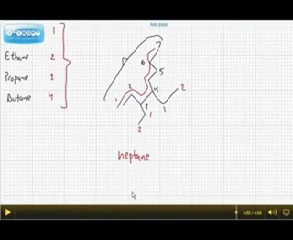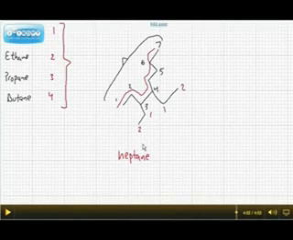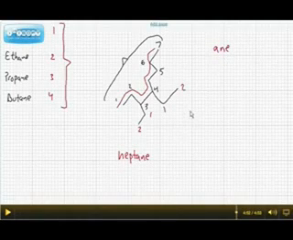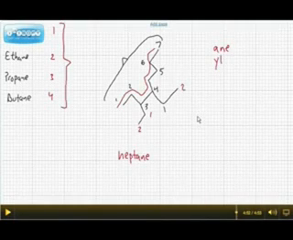But how do we name the branches? Well, the branches have the suffix of YL, or "il", instead of ane. That's how we differentiate between the parent chain and the branches of carbons coming off of the parent chain. The parent chain is going to have the suffix ane because it's an alkane, and the branches are going to have the suffix "il" because they're branches, and that's just the convention in organic chemistry. You just need to know that.